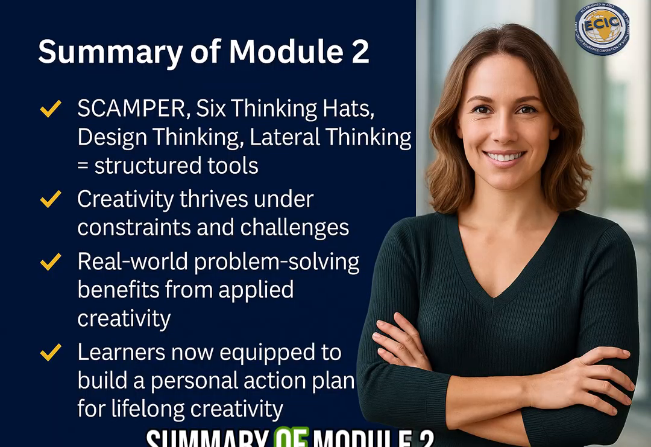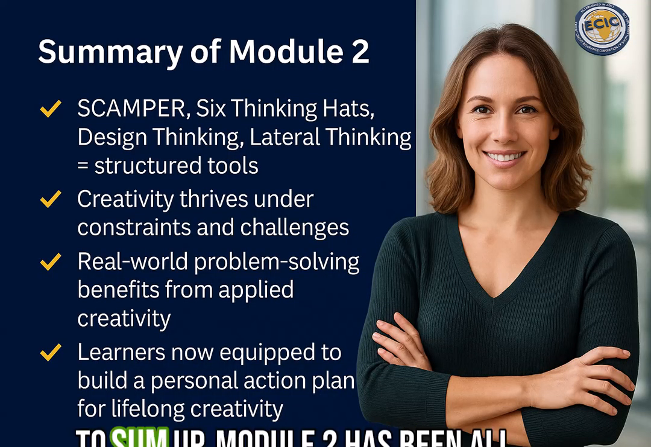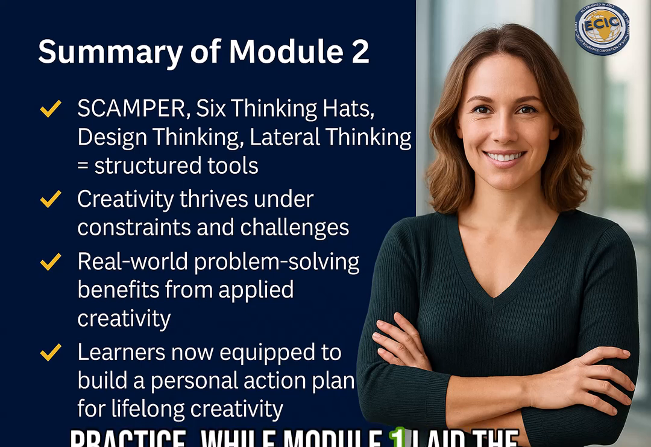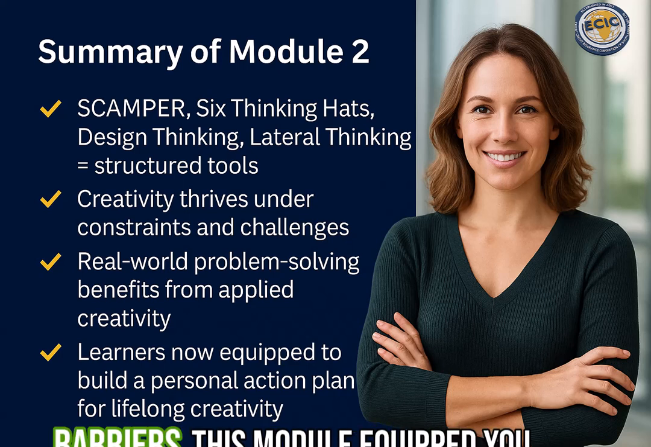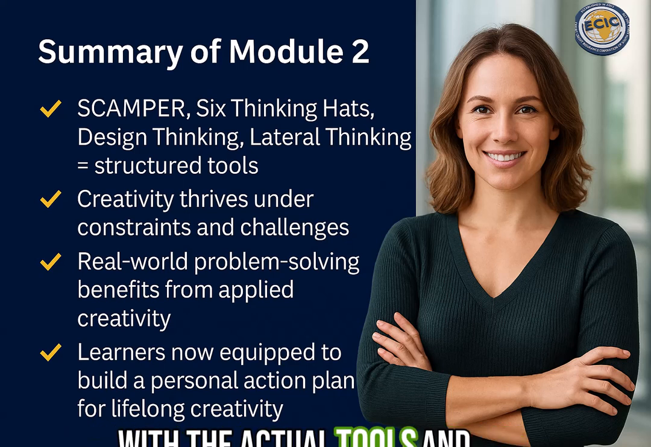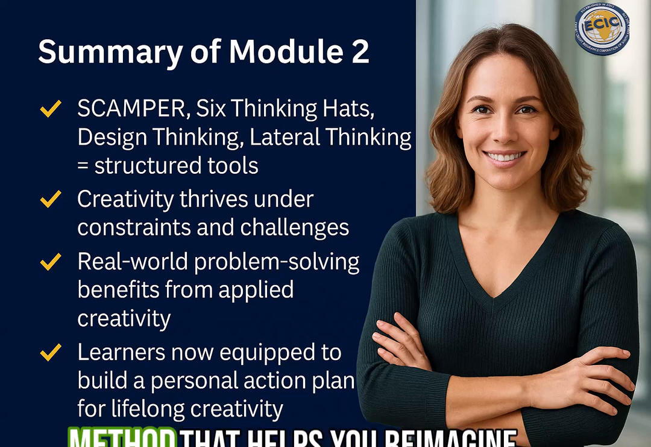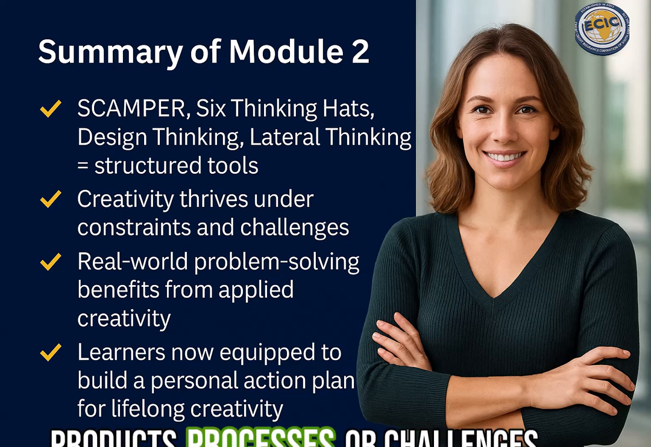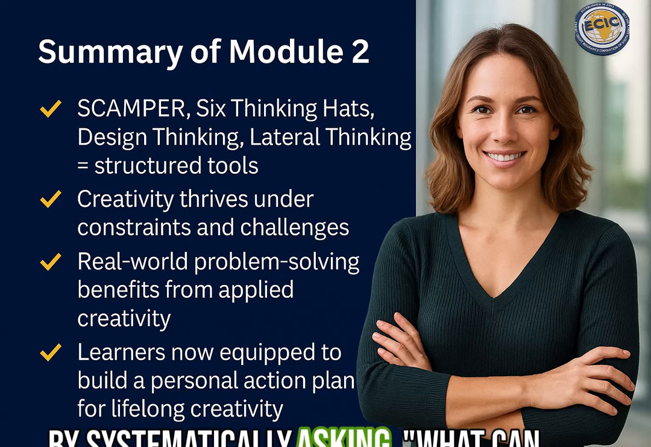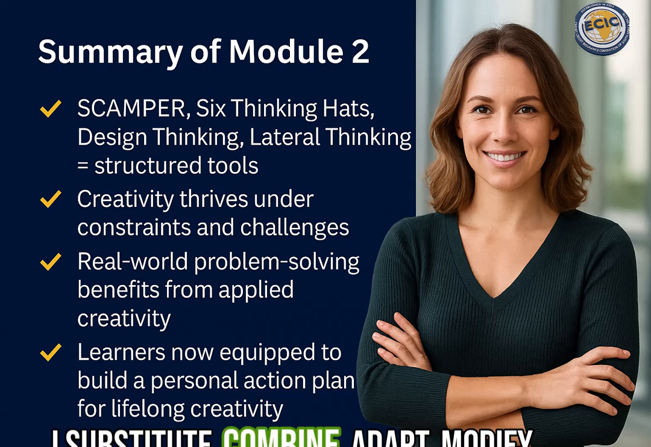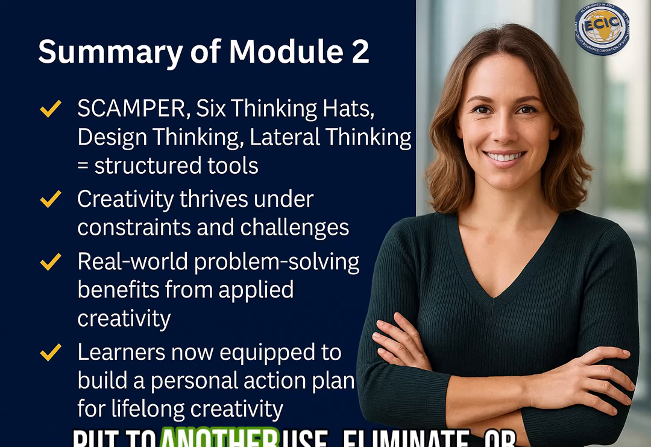Summary of Module 2. To sum up, Module 2 has been all about putting creativity into practice. While Module 1 laid the foundation, understanding what creativity is and recognizing the barriers, this module equipped you with the actual tools and techniques to apply creative thinking in real-world contexts. You've learned Scamper, a flexible method that helps you reimagine products, processes, or challenges by systematically asking, what can I substitute, combine, adapt, modify, put to another use, eliminate, or reverse?